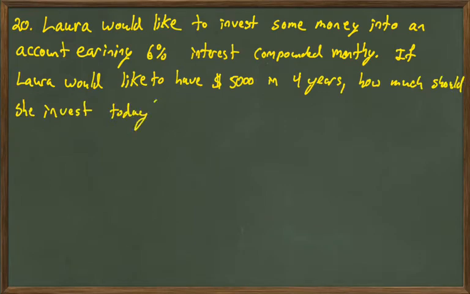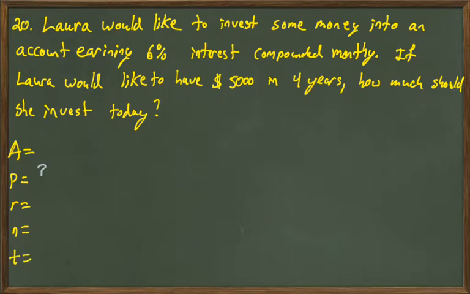So I'm gonna speed this up so we don't have to wait forever for it to write here. So this time, Laura would like to invest some money into an account earning 6% interest compounded monthly. If Laura would like to have $5,000 in 4 years, how much should she invest today? So again, this is compounded interest. So there's our future value, present value, interest rate, number of compounds, and the time.